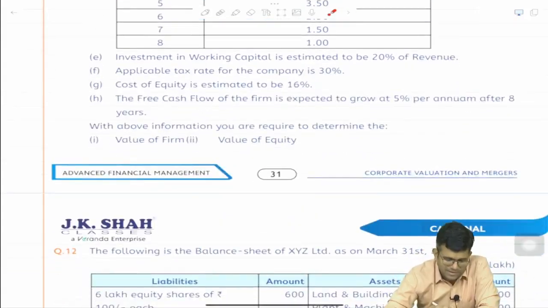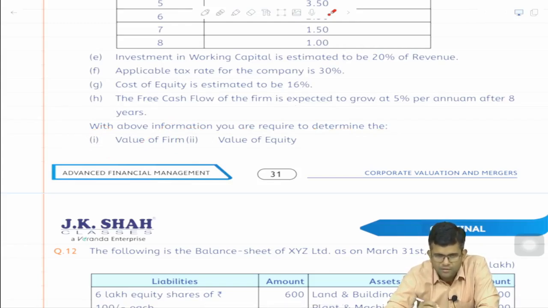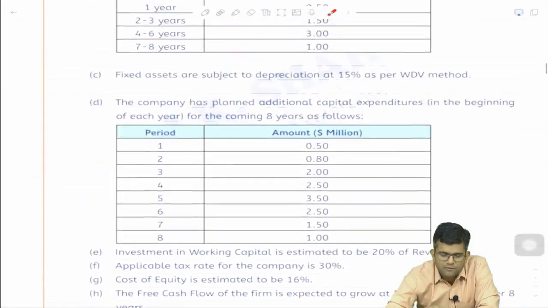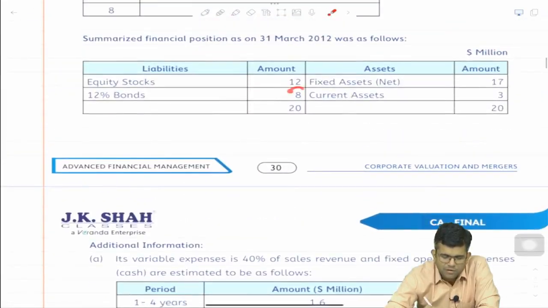Now, very interesting. With the above information, you are required to determine value of firm and value of equity. Students, how do you find value of firm? That is what we have been doing till now. Just take the FCFF and discount them at the rate KO to find the value of the firm. How to find value of equity? From the value of firm, subtract value of debt. I hope you are able to understand. You remember in Inter C also, V(F) minus V(D) used to give you V(E). Everyone clear now? That's what we are supposed to do. Game over.